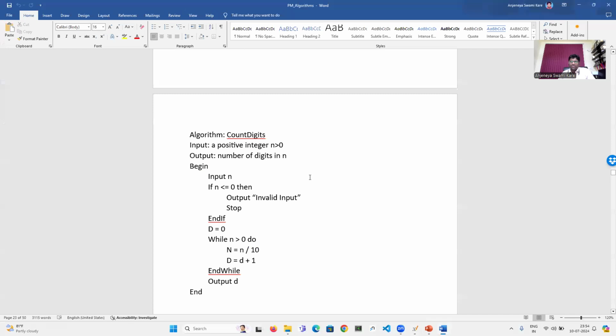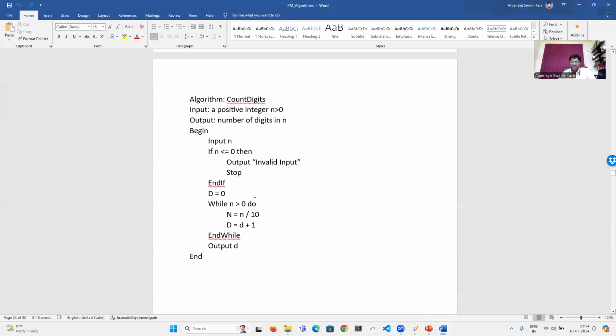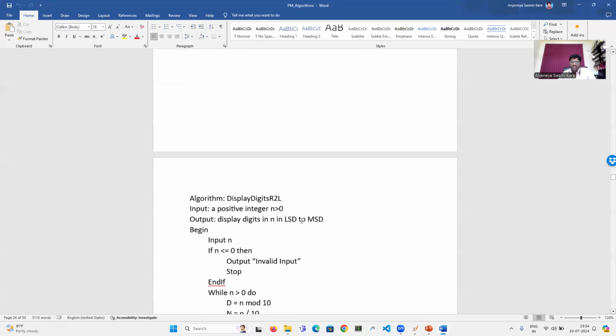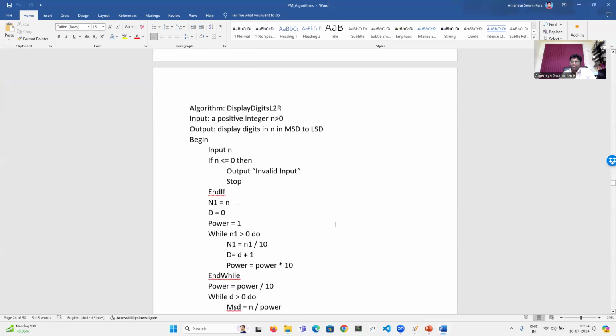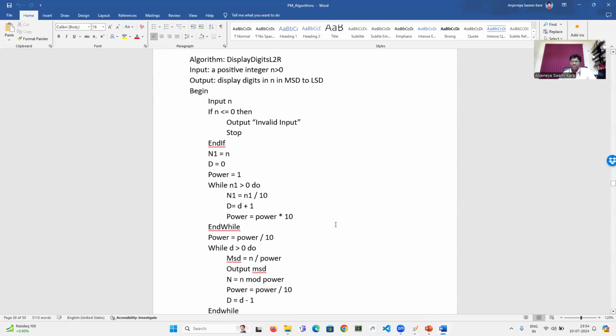Okay, let us see the algorithm. This is the count digits program, the algorithm for counting digits, and this is the algorithm for displaying the digits from right to left. As I told, in algorithms small n and capital N are the same. Algorithms are case insensitive. When it comes to a programming language, it is case sensitive, so you need to make sure that this n and this n are typed in the same case. And this is the algorithm to display the digits from left to right.